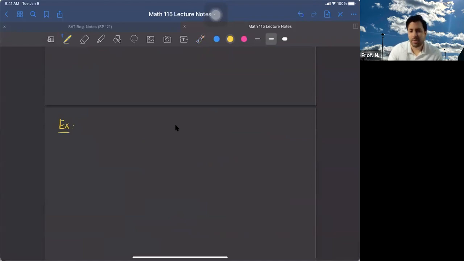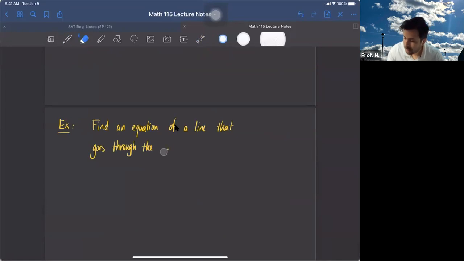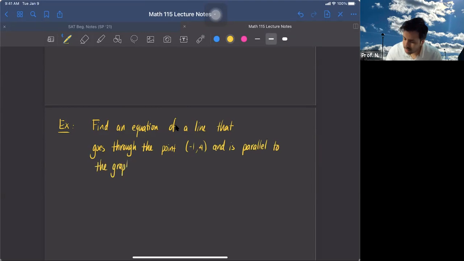Now let's say I have the same kind of question, right? So I want to find an equation of a line that goes through the point (-1, 4) and is parallel to the graph of 2x minus 3y equals 5.